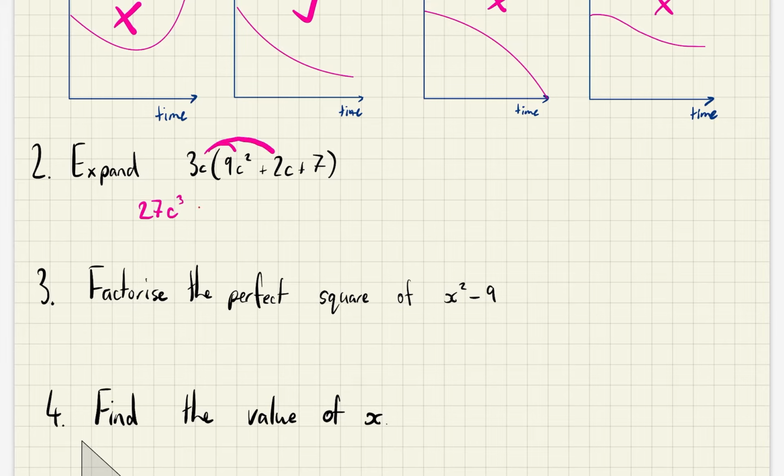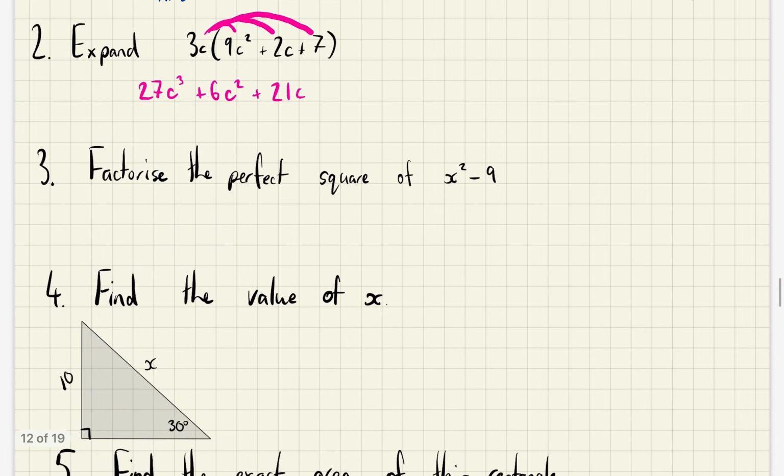Then the next one, 3 times 2 is 6. And c times c is c squared. And then the third one, 3c times 7, that's going to be 21, and just a c at the end. So that's how we expand that one.